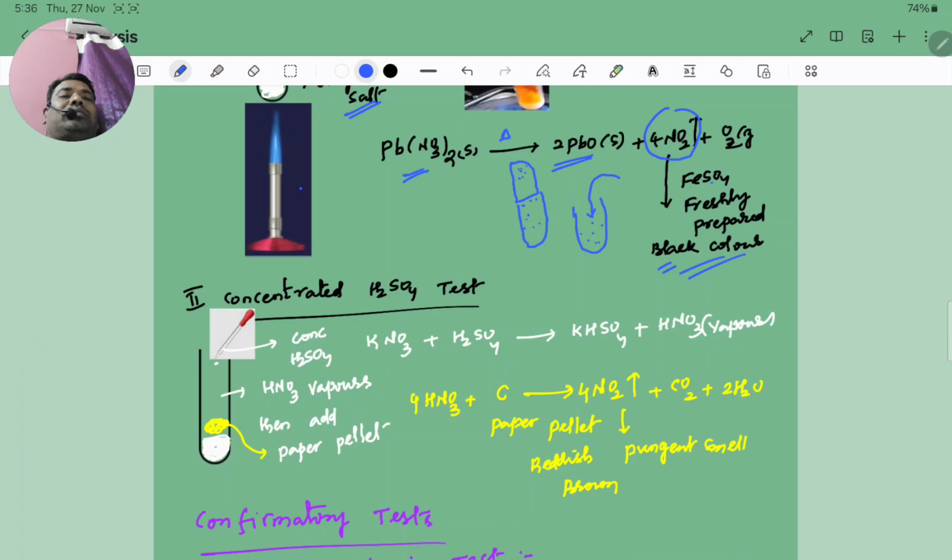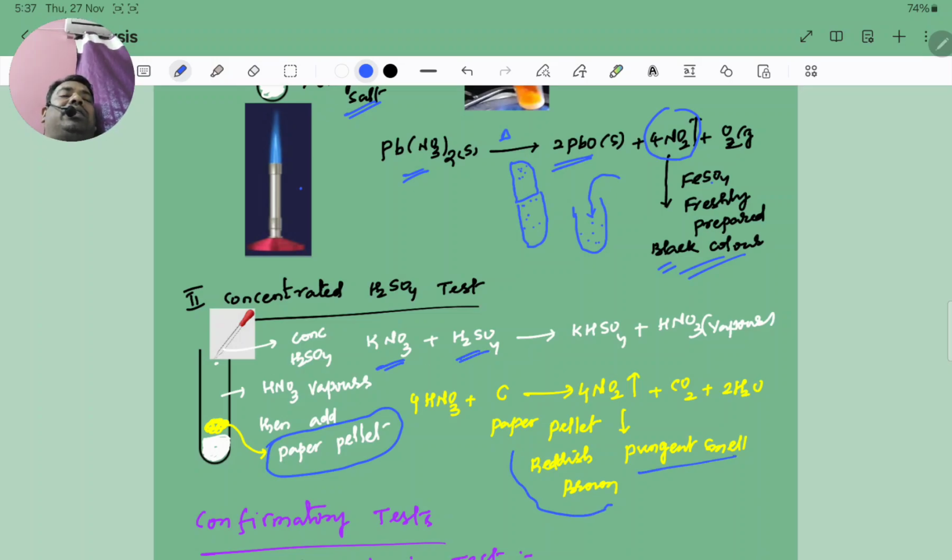So which indicates, student, this NO2 oxidizes FeSO4 into Fe3+, right. Now look at the concentrated H2SO4 test, student. This is also a preliminary test, right. So take the original salt, add concentrated H2SO4, then the concentrated H2SO4 reacts with the salt, and it will produce HNO3 vapors, right? Then add a paper pellet, student.